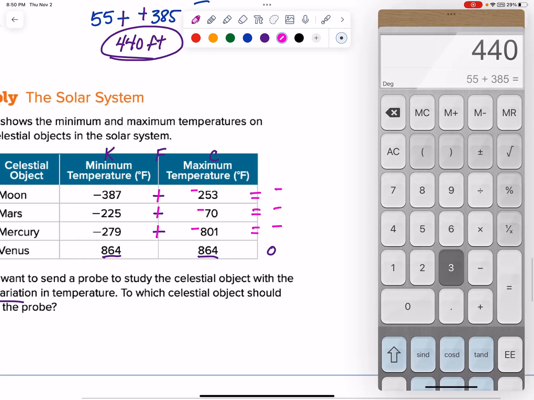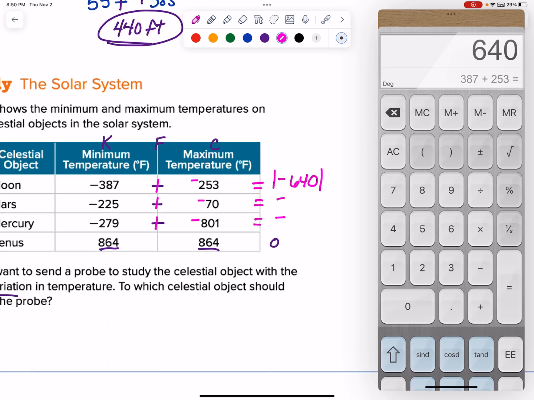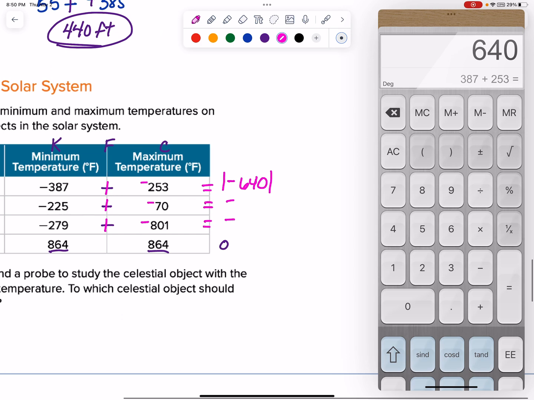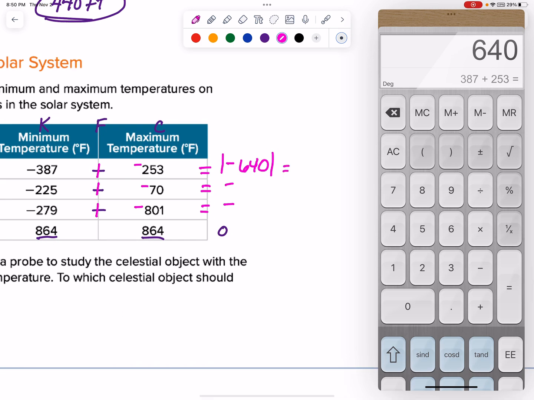Let's go ahead and test these out. Same signs, add and keep, 387 plus 253. So we're at negative 640. But remember, it is the absolute value of these when we're solving all of these. And so really, it ends up being a difference of 640.